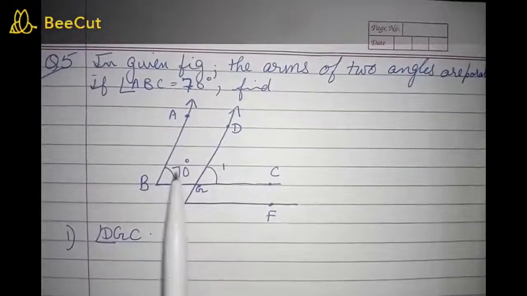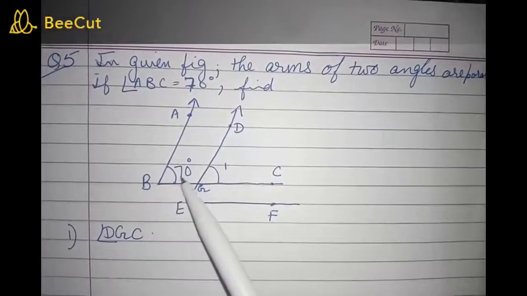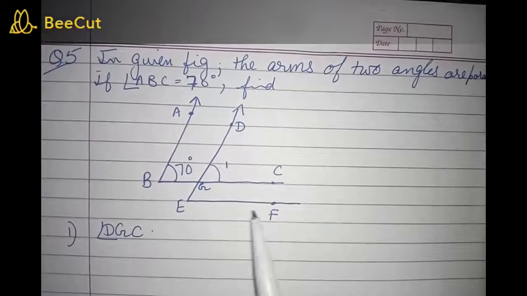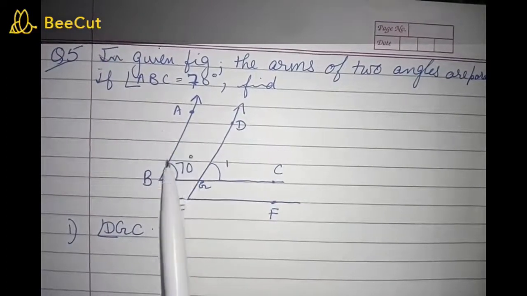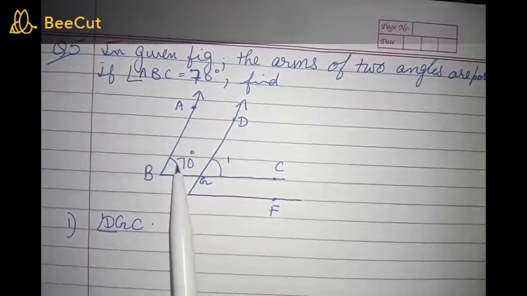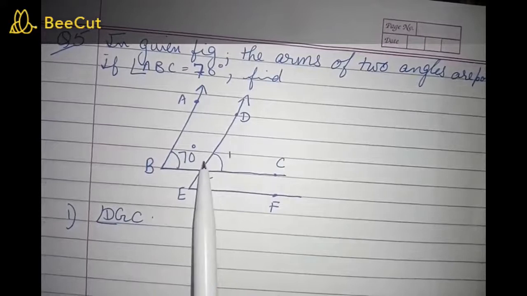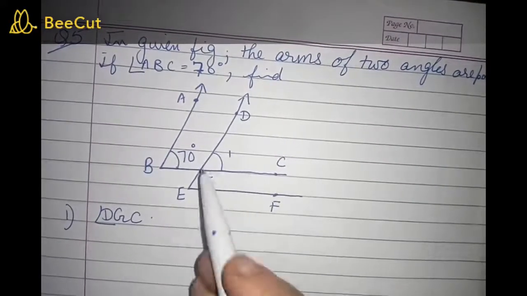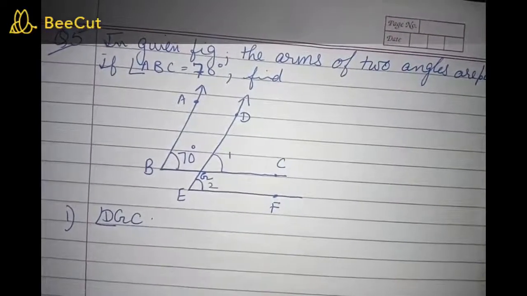AB is parallel to DE, and this horizontal BC is parallel to EF, and angle ABC is given to us as 70 degrees. We have to find DGC. I have marked it 1, and DEF I have marked it 2.